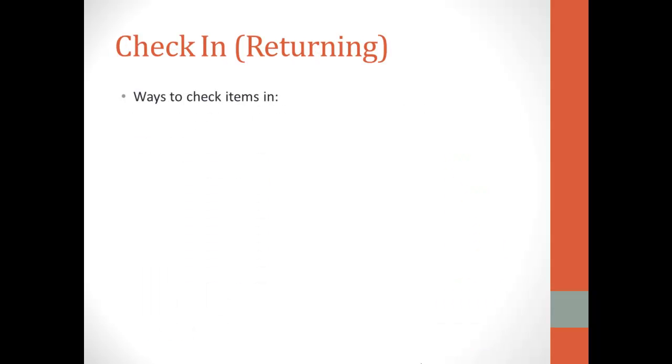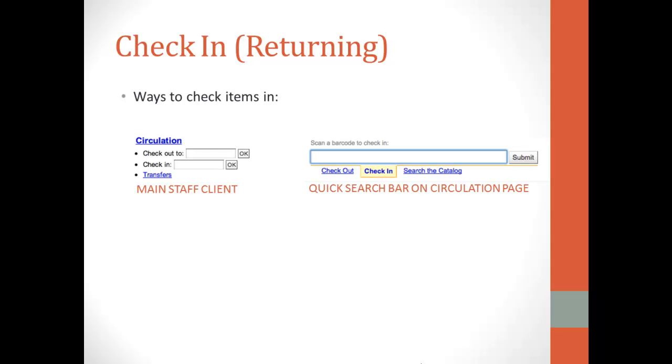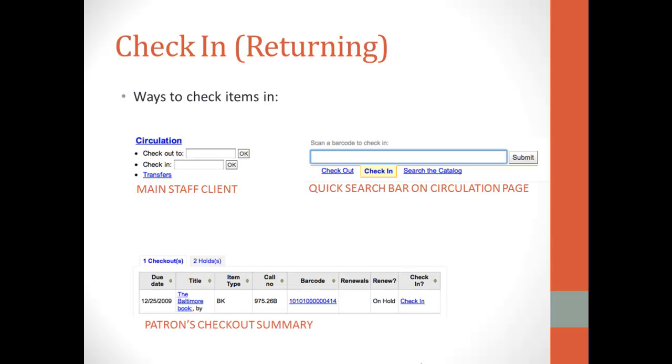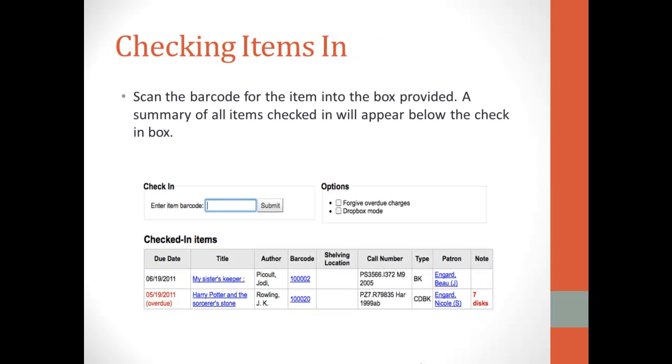There are several ways to check items in. You may use the main staff client, the quick search bar on the circulation page, or the patron's checkout summary. To check items in, scan the barcode for the item into the box provided. A summary of all items checked in will appear below the check-in box.